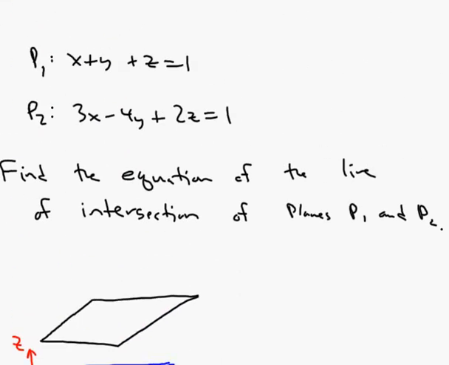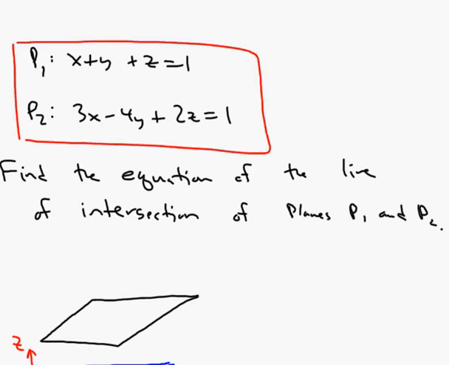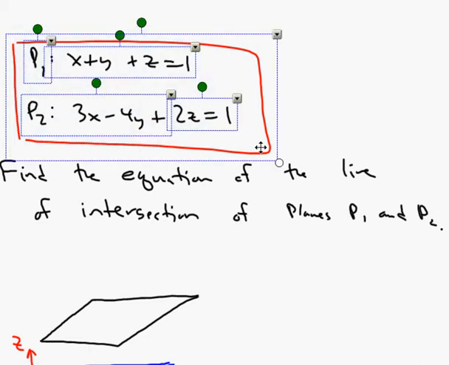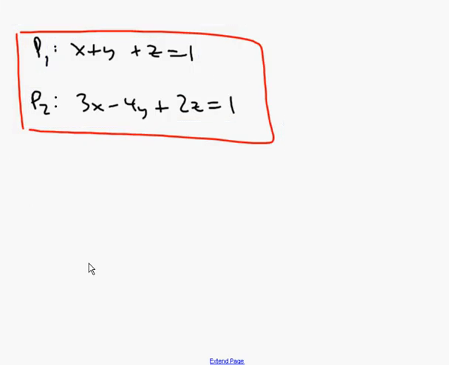So our goal is this. We have the equation of two planes right here. Here they are. And our goal is to find the equation of the line of intersection of those two planes. Okay? I'm just going to copy this, go to a new page here. All right. So, before we can do that, we need to think about the equation of a line, right?